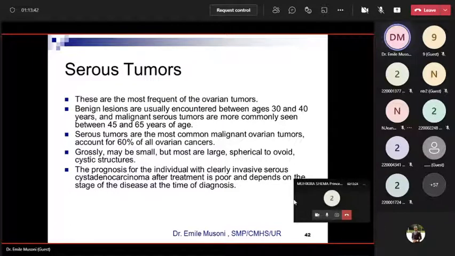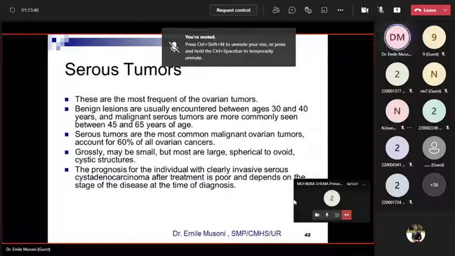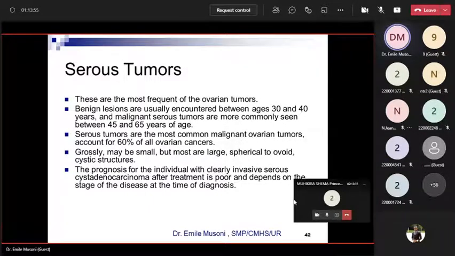Serous tumors are the most frequent of the ovarian tumors. Those cystadenomas are benign. Grossly, they can be small, large, spherical, or ovoid. The prognosis for individuals with invasive serous carcinoma after treatment is poor.